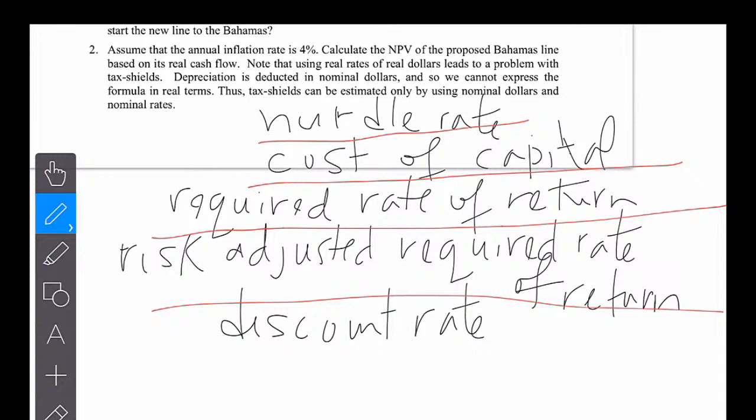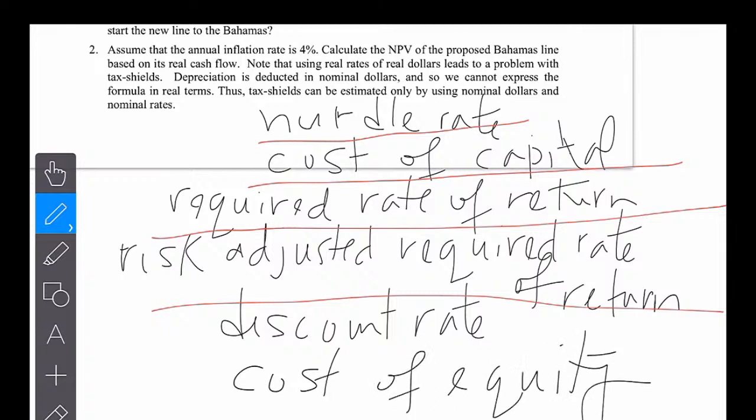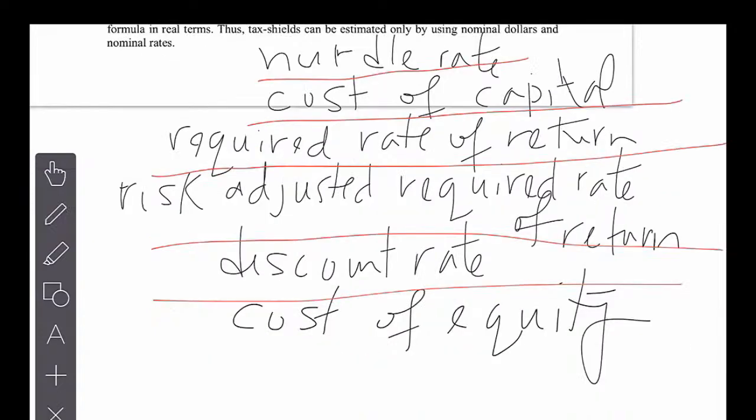Cost of capital, cost of equity. So for a firm that doesn't issue debt, just issues equity, we would call the discount rate or the required rate of return the cost of equity. So those are all the same thing in terms of our formula for valuing incremental cash flows.